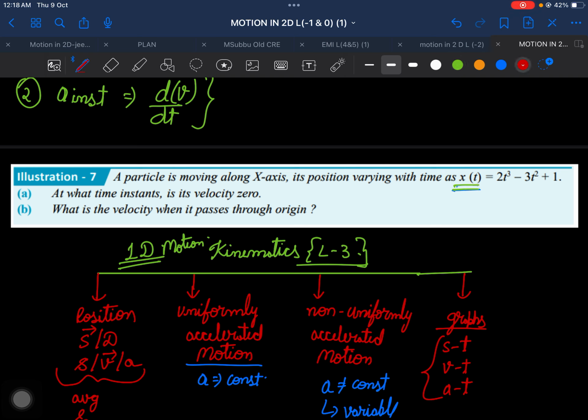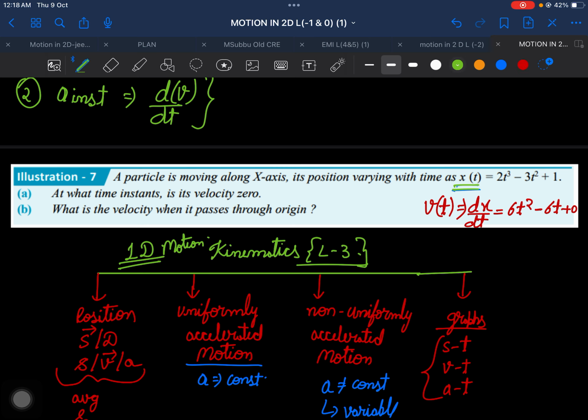So first you have to find the velocity v(t). Okay, so how will you find v(t)? You have to just differentiate this x with respect to time. So differentiation you know, right? The differentiation of 2t cube: differentiation of t cube will become 3t square, so it will become 6t square. Minus again, yeah, 6t. And plus the differentiation of 1 is 0, so plus 0. I hope this thing is very much clear.